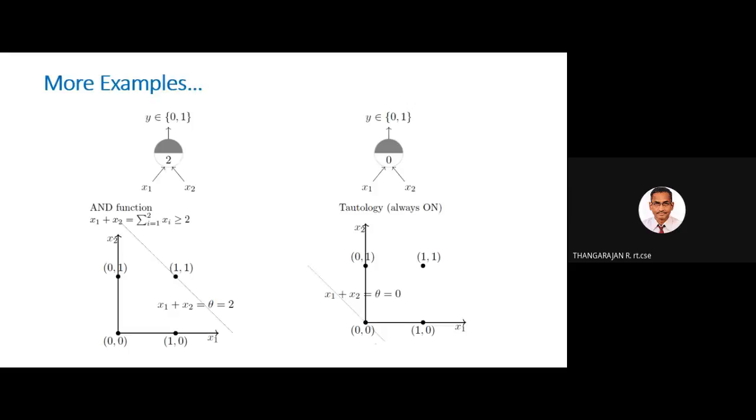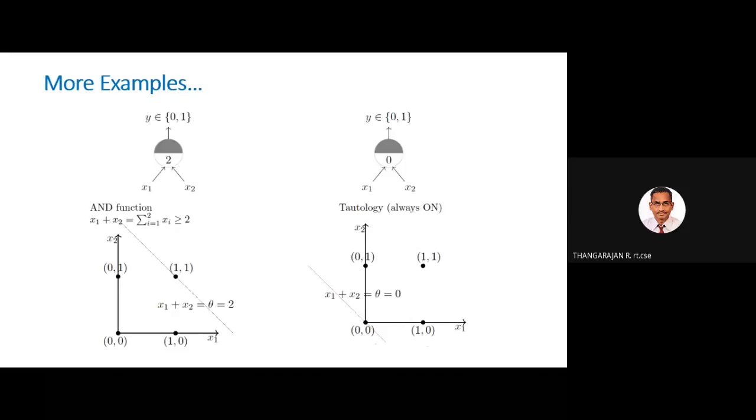Now this is for the OR. Sorry, not OR, this is a tautology. Tautology means irrespective of the input x1 or x2, the output is always 1. Whether both inputs are 0, both are 1, or either one is 1, no problem. For all cases, whatever the values of x1 and x2, our output is always 1. In that case, this is called a tautology.